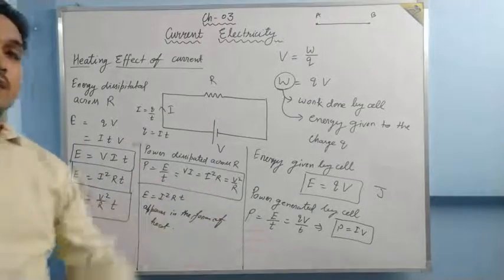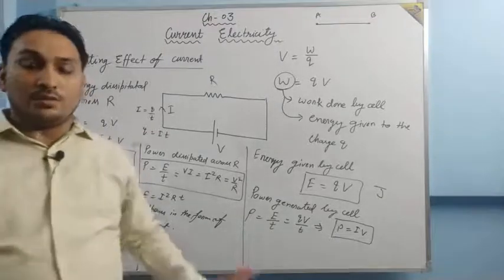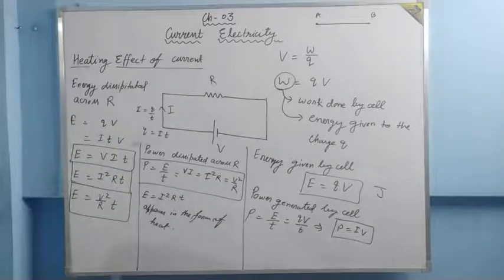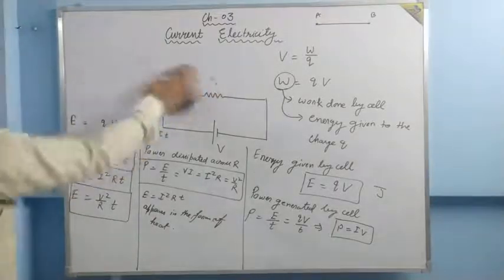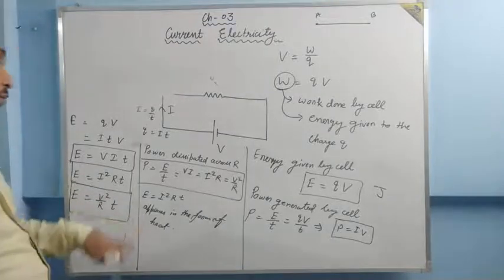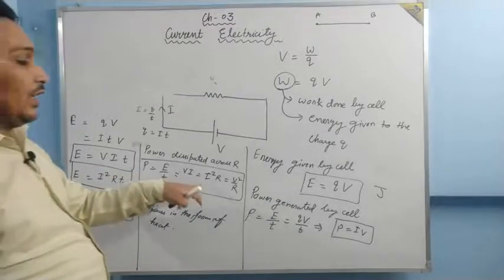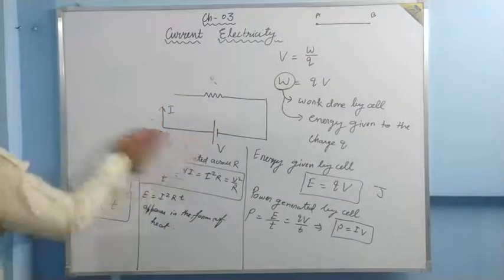This topic was left, actually missed in the confusion. So this is how this topic is and how the questions are there from this topic. Let us see some questions. Formulas you must remember: VIT, I square RT, V square by R into T. When power is calculated, P is equal to VI, I square R and V square by R. This formula you must know.